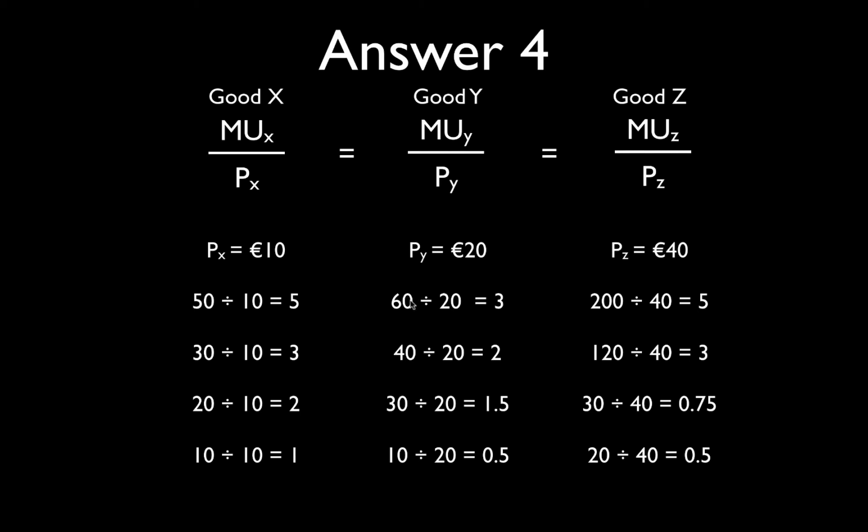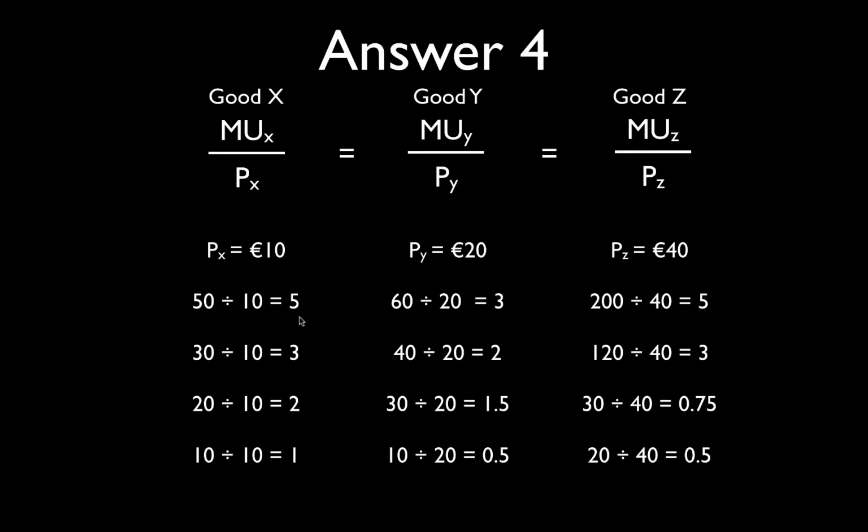I won't go through them all, but likewise, the first unit of good Y gives you 60 utils of marginal utility. The second unit of good Y gives you 40 utils, the third unit gives you 30 utils, and the fourth unit gives you 10 utils of marginal utility. What we've done here is divide each of those marginal utilities by their price, and the price doesn't change. So for the first unit of good Y, we get 3 utils per euro spent.